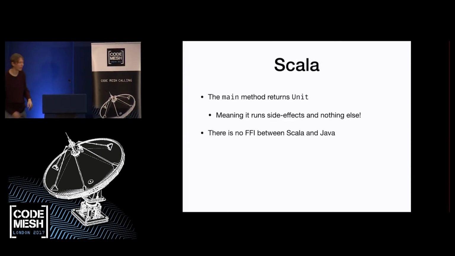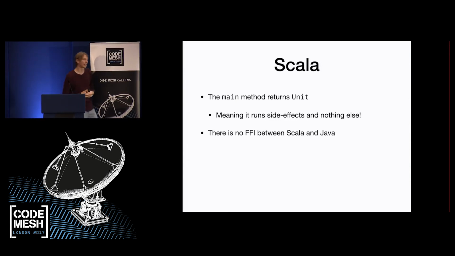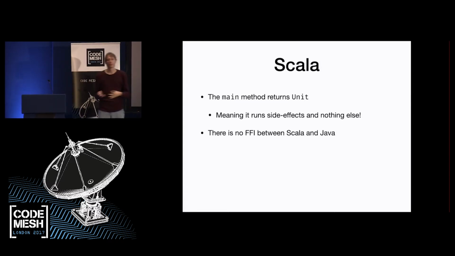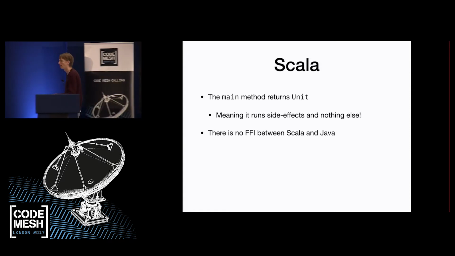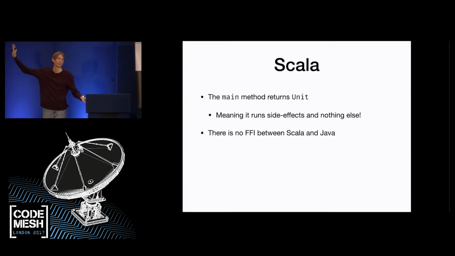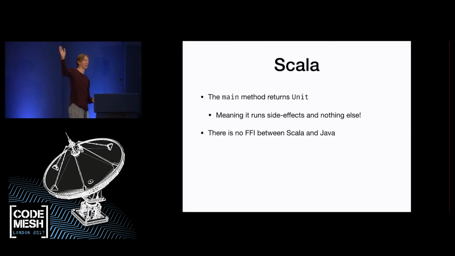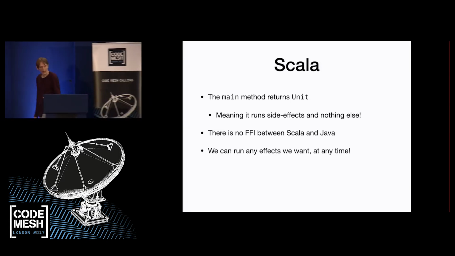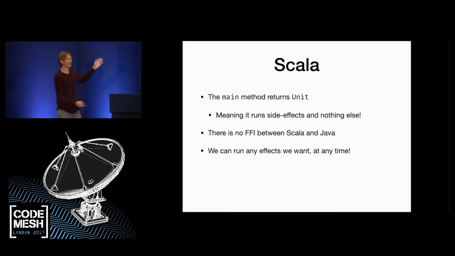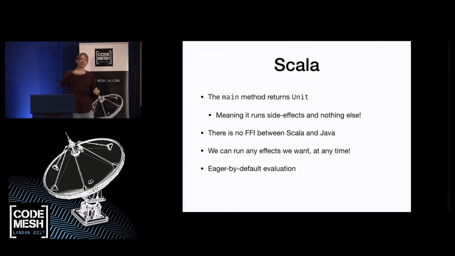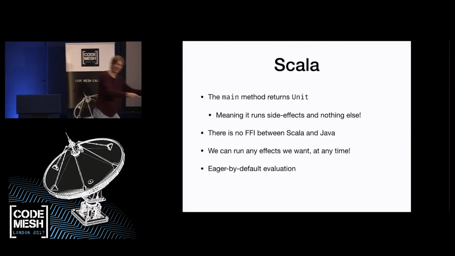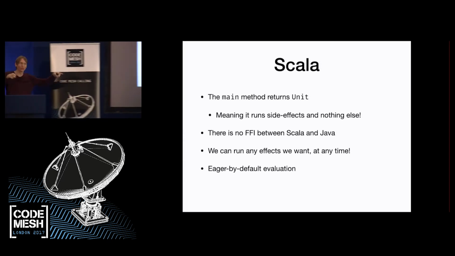And Scala and Java sit very closely together, right? There's no FFI between them. So even if Scala gave you the ability to encapsulate your effects quite easily, Java certainly doesn't. And you can call out to any Java function you want, and it might manipulate the gauge, and you can't control that. We can run any effects we want at any time, even effects that we don't want, right? And the evaluation is eager. So if you say something like print line hello world, it's printing right the heck now. And you can't do anything about that, right?